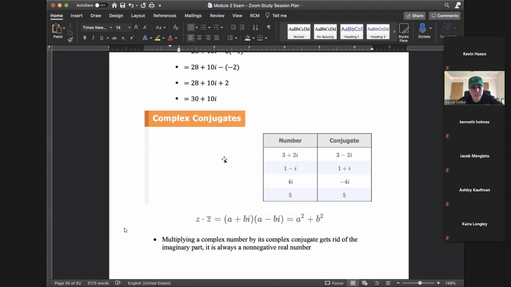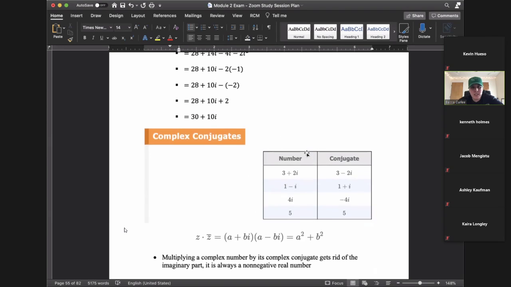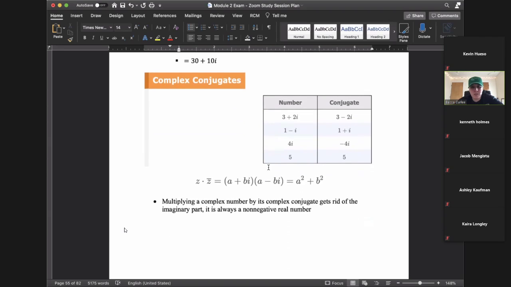All right, complex conjugates. A complex conjugate is written as z bar, I guess, is the right way to denote a complex conjugate. But multiplying a complex number by its complex conjugate gets rid of the imaginary part. And it is always a non-negative real number. So if you multiply 1 minus i times 1 plus i, there's going to be no imaginary part. Same thing if you multiply 3 plus 2i times 3 minus 2i, it's just going to be a squared plus b squared. This is kind of easier to remember. So if you can remember this equation, then that's good. But you can always just multiply them together, and then you'll see that they cancel out. Just like a difference of squares. It's exactly the same as a difference of squares.